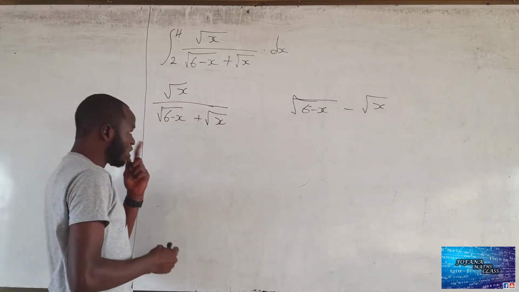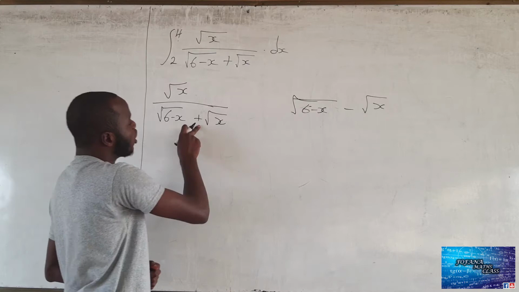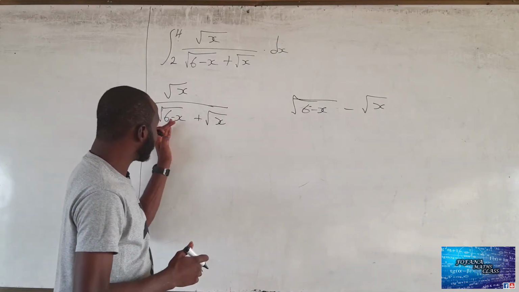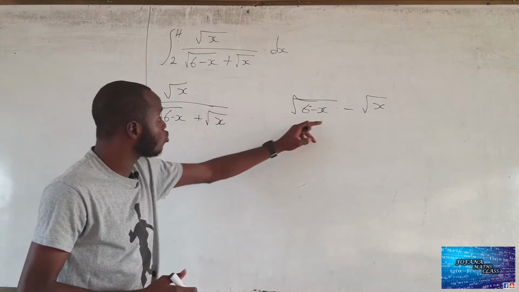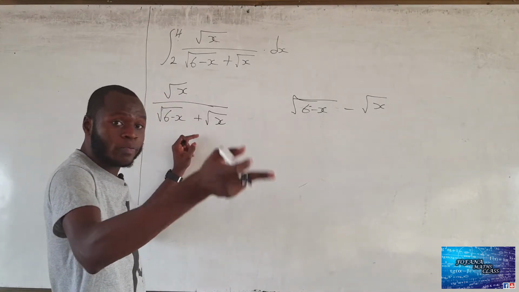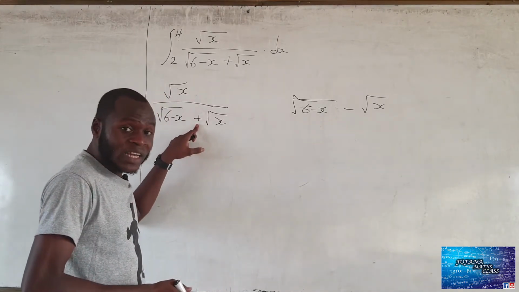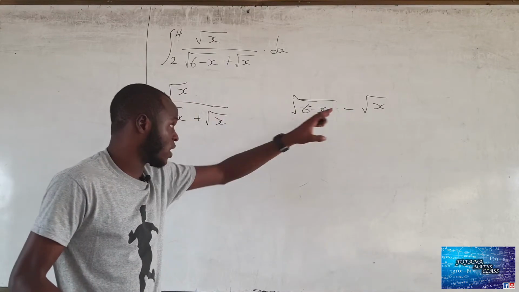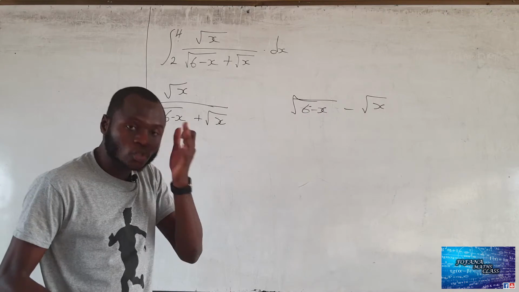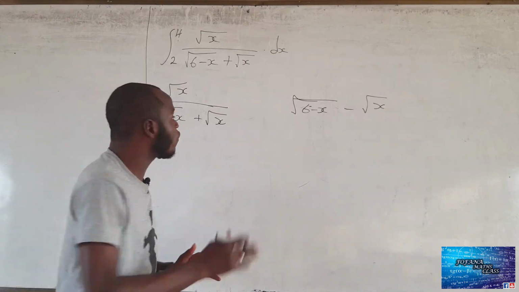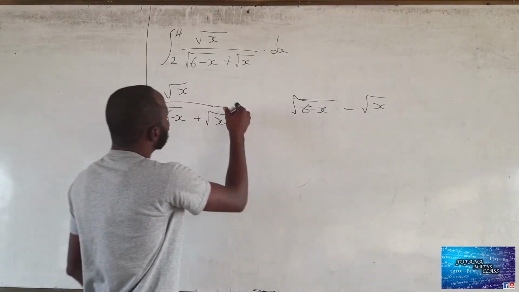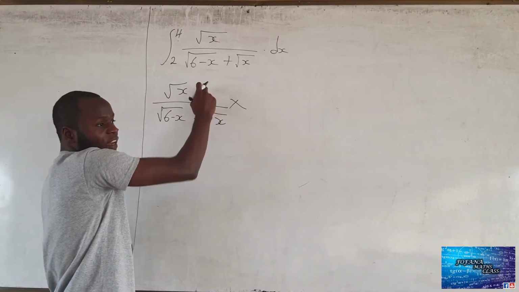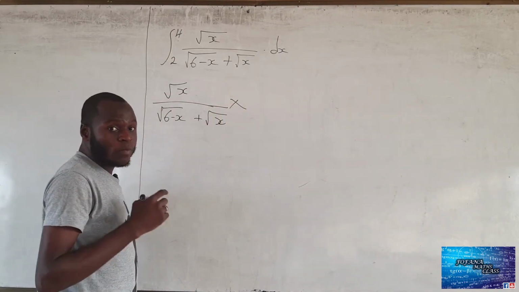So in conjugating, all you need to do is to change the operational sign which is between the two terms of the denominator to another operation. If it is an addition sign, you change it to a subtraction, and if it is subtraction, you change it to addition. So that is all about the conjugate. When you find the conjugate, you use it to multiply both the numerator and the denominator of the question.